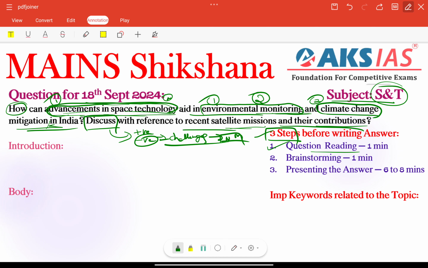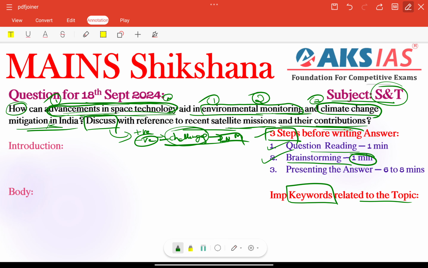So many aspirants are dividing these 2 parts separately. First they write the advancements and then they provide recent satellite missions again. No need to divide these parts. Only in the advancements part, we need to focus on including recent satellite missions and their contributions, and then give challenges, and then before the conclusion we need to provide some needed measures. Simple structure here, right? So next, coming to brainstorming, within 1 minute we need to recall our important keywords related to the topic.